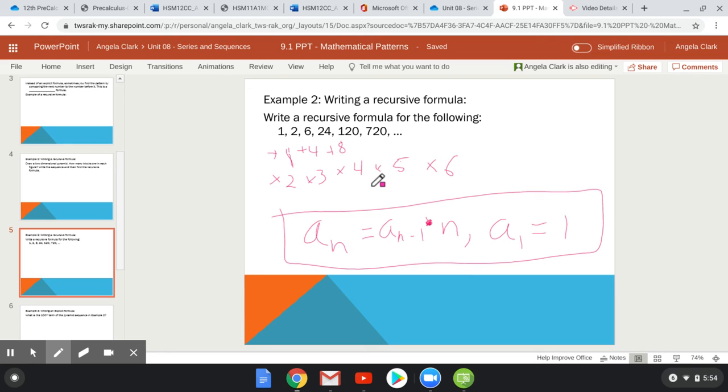So in other words, if I wanted term 7, if I wanted the next term, term 7 would be 720 times 7. I would take the previous term and multiply it by the term number is what we're saying here.